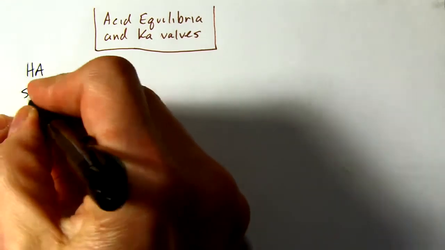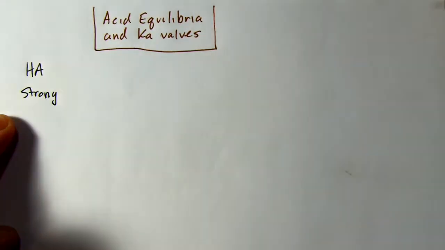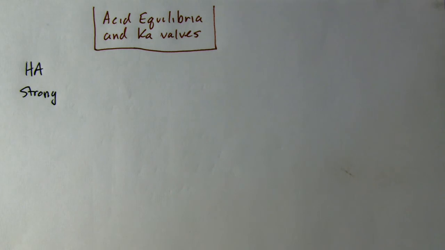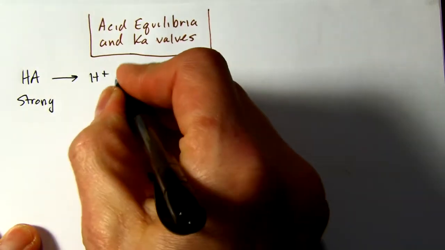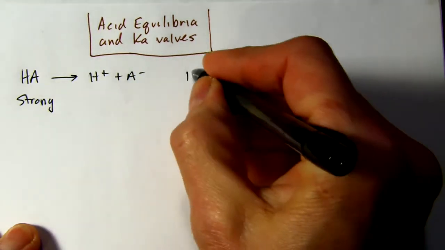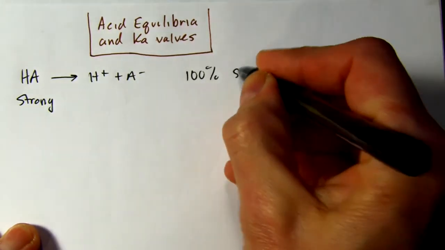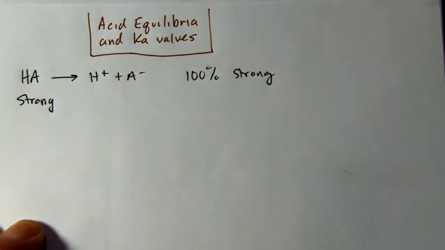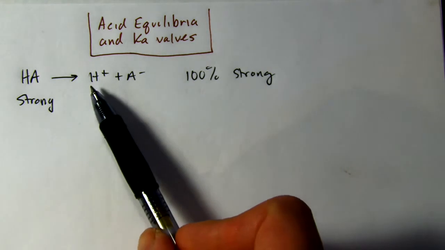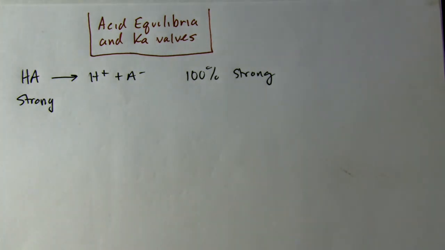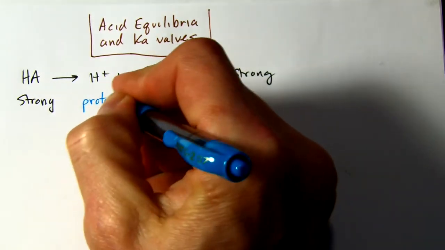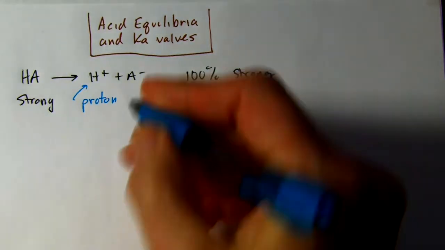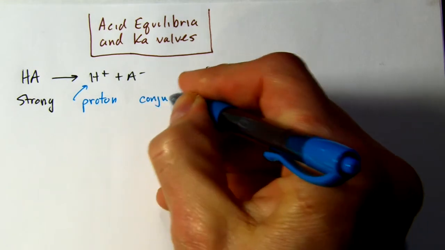Now, most of you have done this before, but if we have a strong acid and it dissociates 100%, then that's considered to be a strong acid. In other words, it dissociates completely, and so we have hydrogen and the conjugate base here. We can call that a proton, right? And then this is what is called the conjugate base.